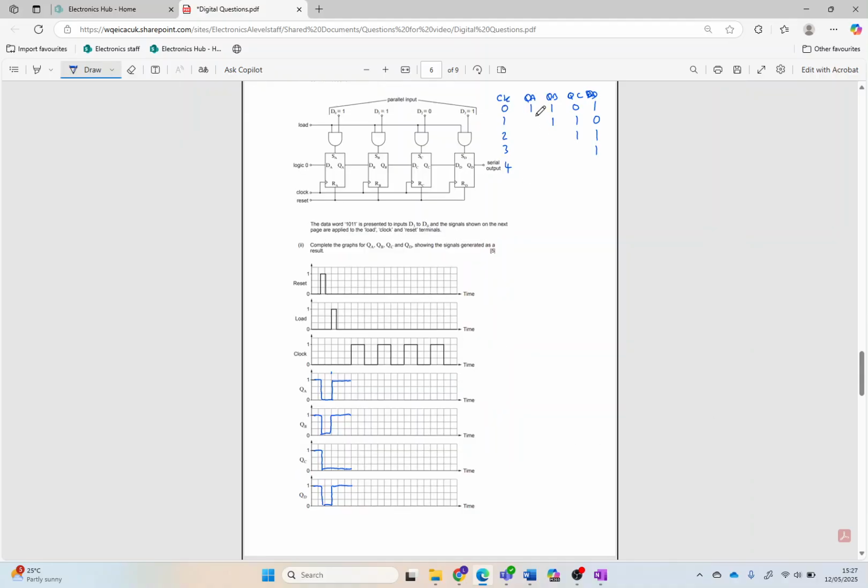Okay, so I've just zoomed out so you can see what we've got there. You can see here now we've done our load. We've got 1101 loaded in. Okay, and then on the first clock pulse, we should look at that. We've got a 0 waiting in.